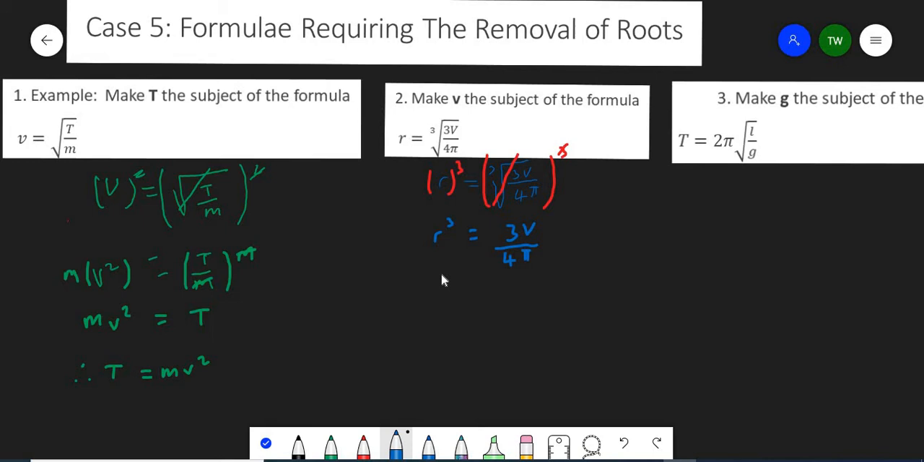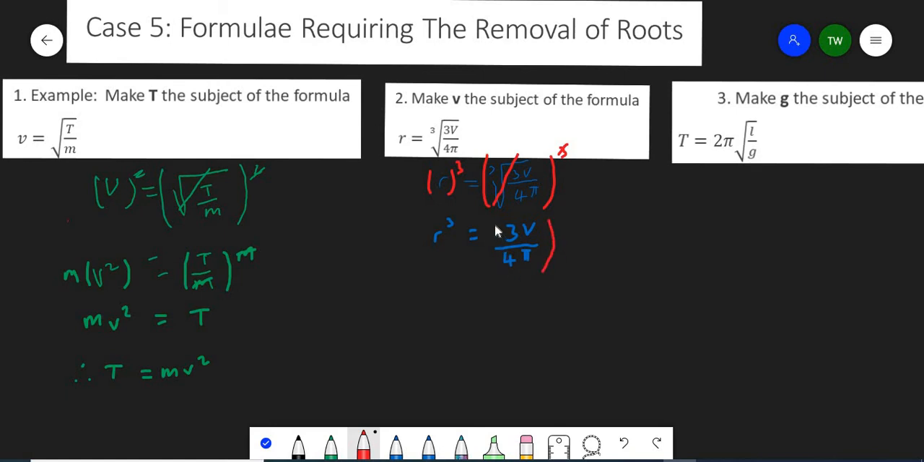Right? Now you pause at this time again and you ask yourself, what do you want to make the subject? We want v to be the subject. But we notice here that 3v is being divided by 4 pi. So what we need to do is to transfer this 4 pi to the other side of the formula first. Right? How can we transfer this 4 pi to the other side of the formula? We can do that by doing the opposite of dividing by 4 pi, which is to multiply both sides by 4 pi.